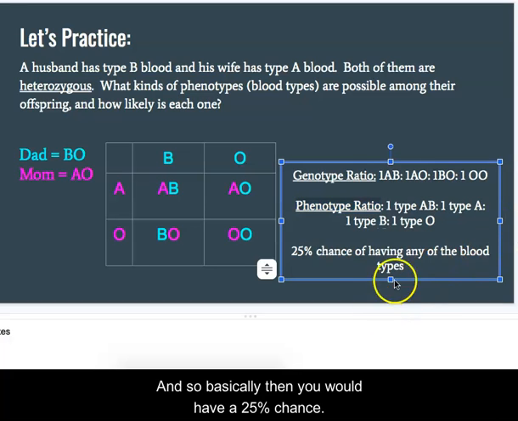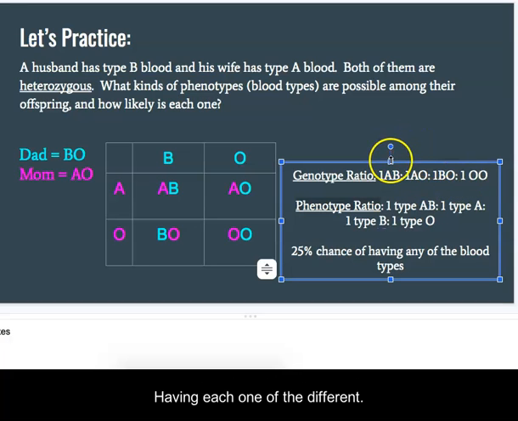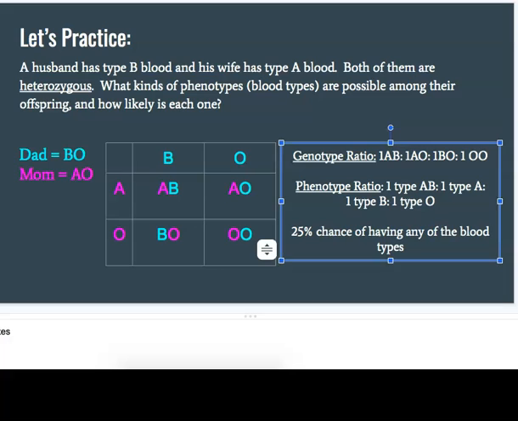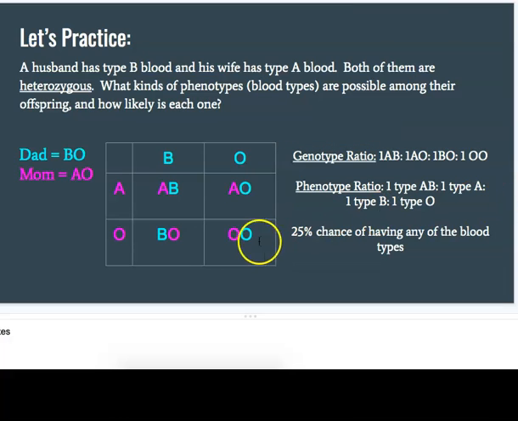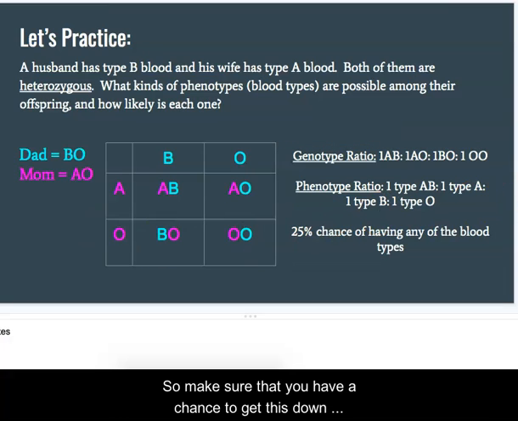And so basically then you would have a 25% chance of having each one of the different blood types. So make sure that you have a chance to get this down because you will be doing some practice problems that have this.